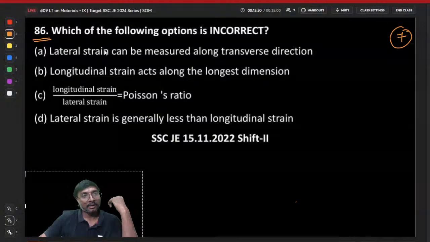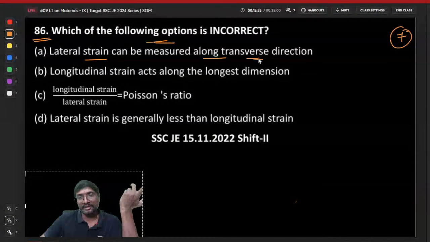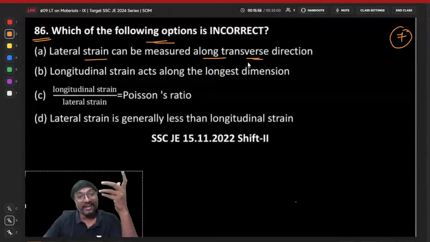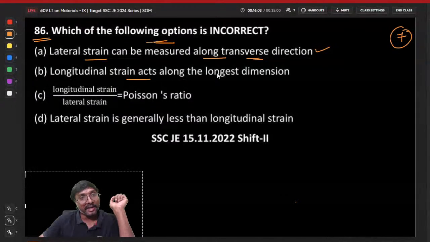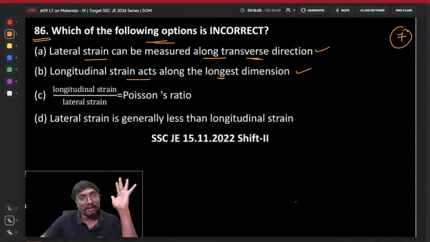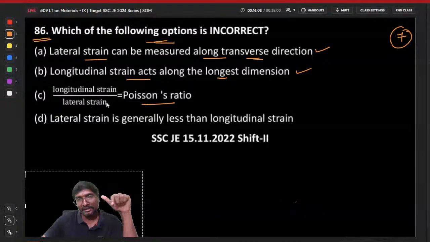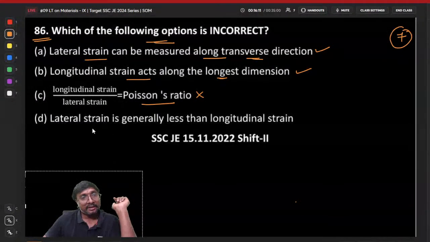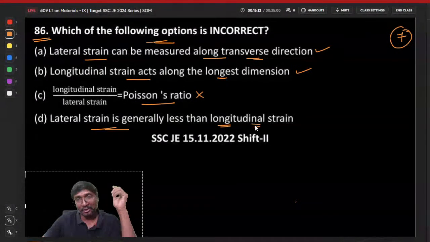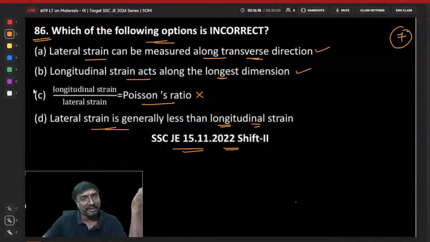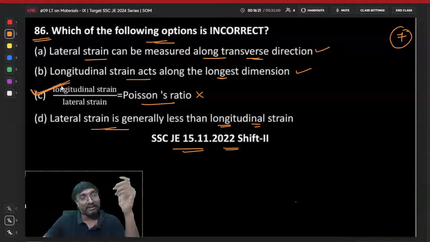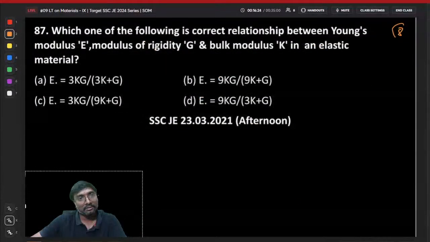Which of the following options is incorrect? Lateral strain can be measured along the transverse direction. Lateral means the transverse direction only, so that is correct. Longitudinal strain acts along the longest dimension. Longitudinal means longest. Poisson's ratio equals longitudinal strain by lateral strain. Is it so or is it wrong? It is wrong. Lateral strain is generally lesser than the longitudinal strain. Can you guarantee that lateral strain is always lesser and longitudinal strain is higher? We cannot give a guarantee. It can be anything. So which one is the correct answer? Option C will be the correct answer. Is that clear?